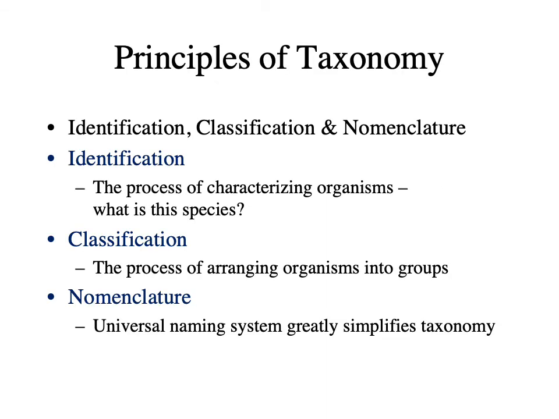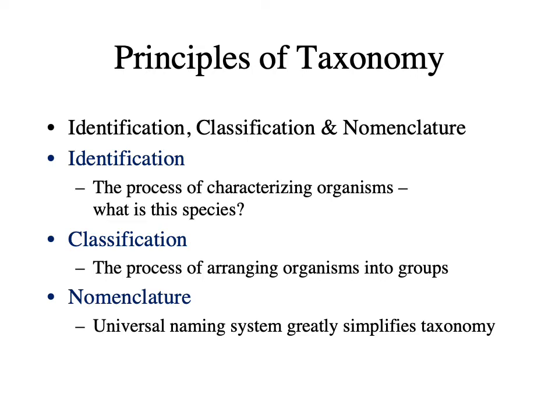Let's talk about the principles of taxonomy: identification, classification, and nomenclature. And these are three very important concepts that you will need to know. The first one is identification. It's the process of characterizing the organisms. What is this species? Is it a dog? Is it a wolf? Is it a coyote? They all seem very similar, and we need to be able to identify them.